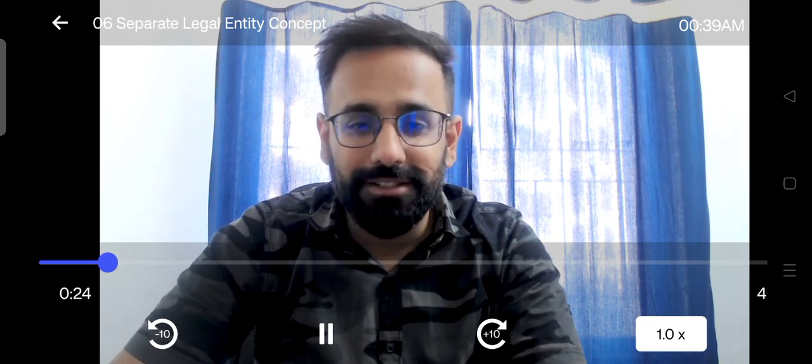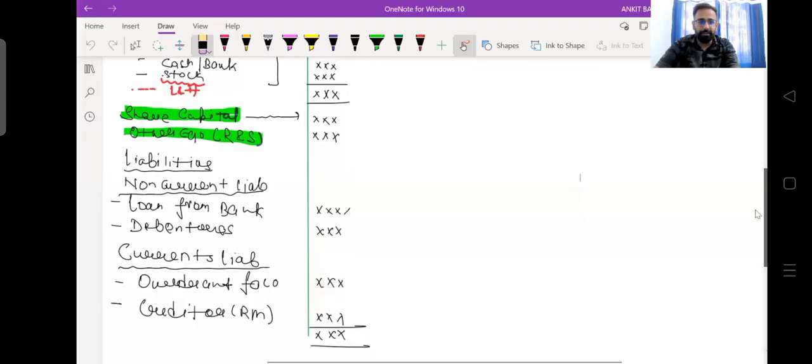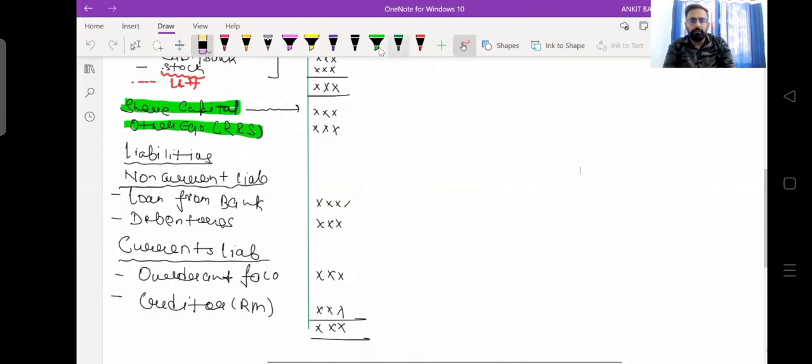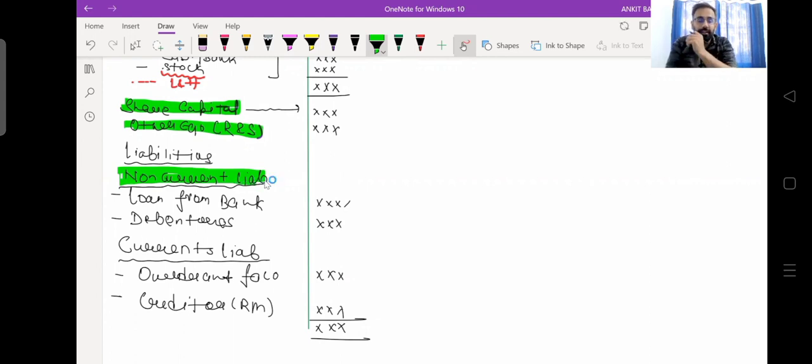So, liabilities are classified into two categories. The first one is non-current liabilities, and the second is current liabilities. We will see the format of the balance sheet, and from there we will discuss current and non-current liability. If you see, the first one is non-current liability. What is the meaning of non-current? We have already discussed non-current assets and current assets. These non-current liabilities and current liabilities are very similar to non-current assets and current assets.